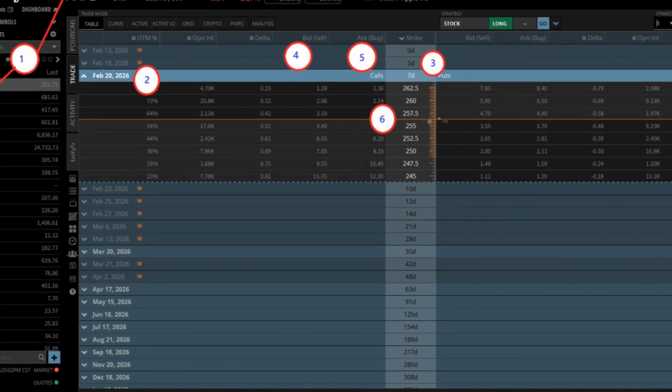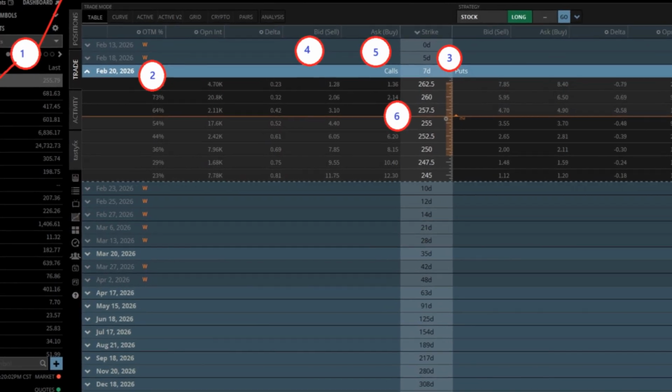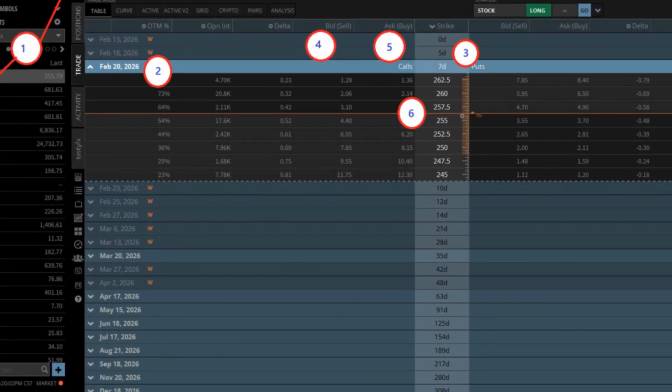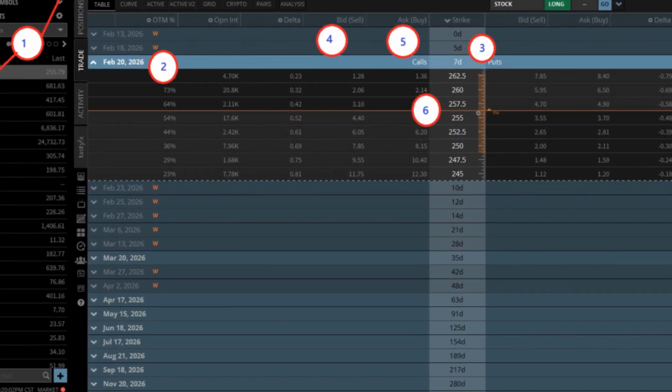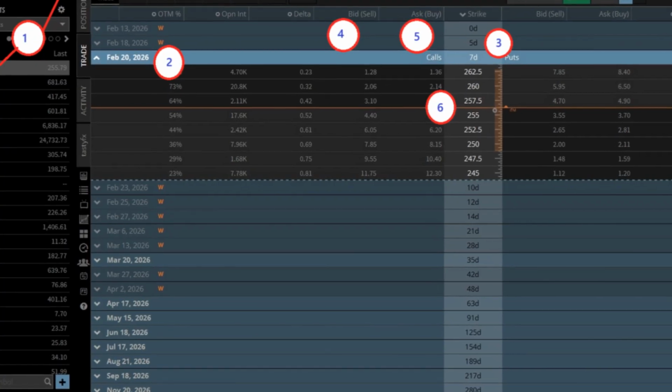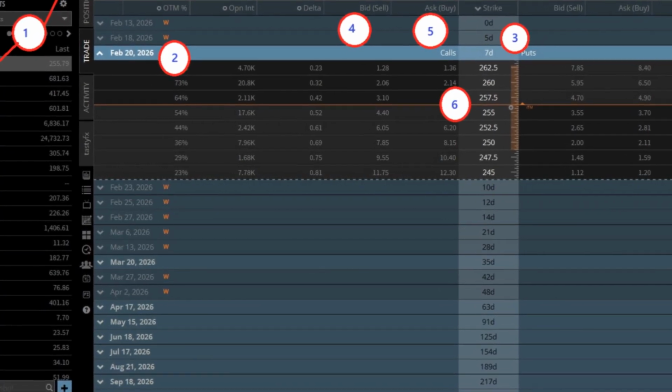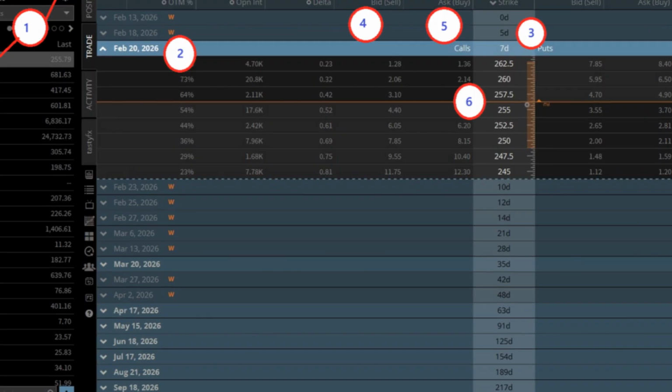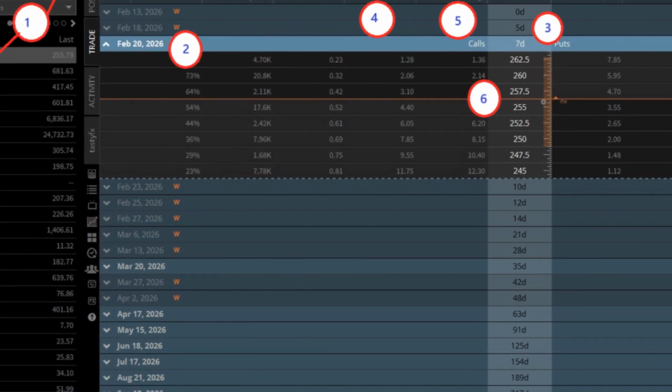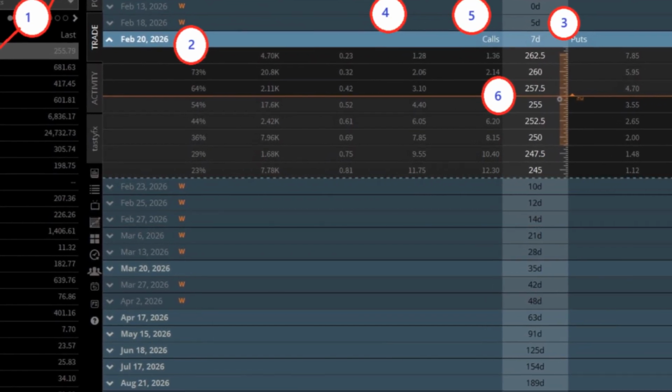1. Ticker symbol. What it is: this is the asset that you are looking at, Apple stock. Why it matters: every option price, delta, IV, and premium is derived from this. How traders use it: it confirms you're on the correct instrument needed for your directional thesis.